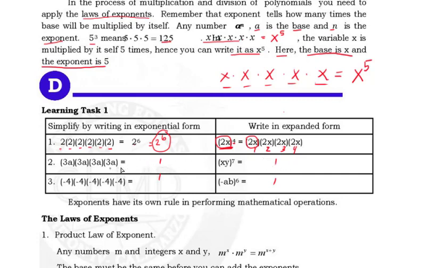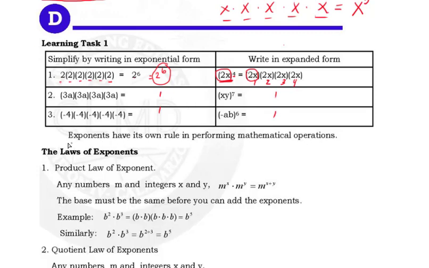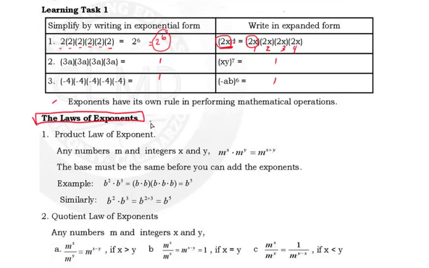Okay? So, meron pa ritong sinabi na exponents have its own rule in performing mathematical operation. So, ito na yung pag-aaralan natin ngayon. Laws of exponents. So, paano ba natin pe-perform ang operations with respect to the exponent? So, number 1, ito yung ating first law. Tawag natin doon ay product law of exponent.